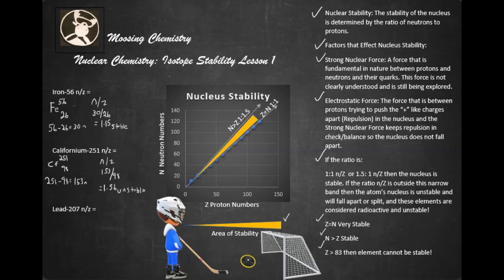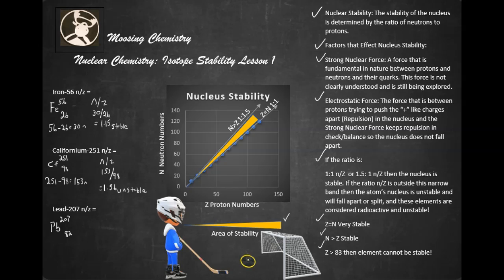Okay, our last element we're going to look at is lead 207. Now, everybody thinks that lead is stable, but let's see what happens if we have lead 207. All right, so we have lead 207, so we're going to call this, of course, Pb. We're going to put 207 on top and 82. Now, you know what? That 82 is pretty close to that 83, but it's not at 83 or 84. So let's go ahead and see if this is going to be unstable.